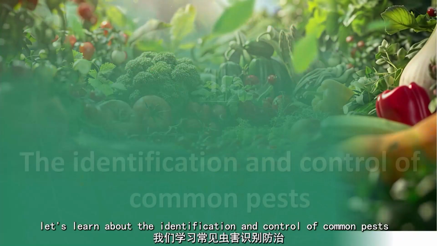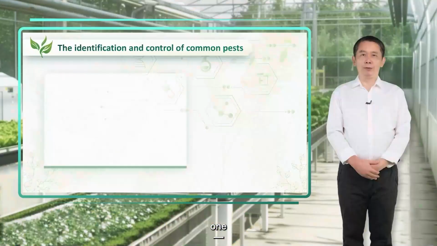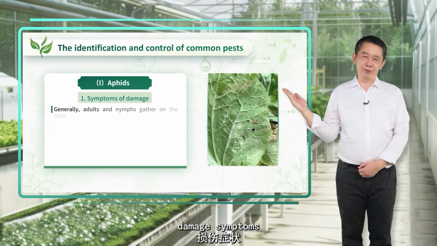Next, let us learn about the identification and prevention of common pests. 1. Aphids. 1. Damage symptoms.